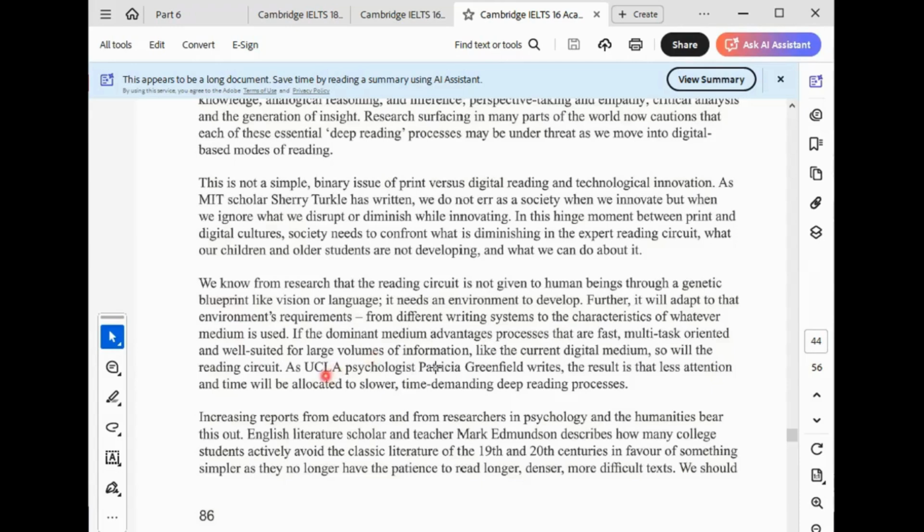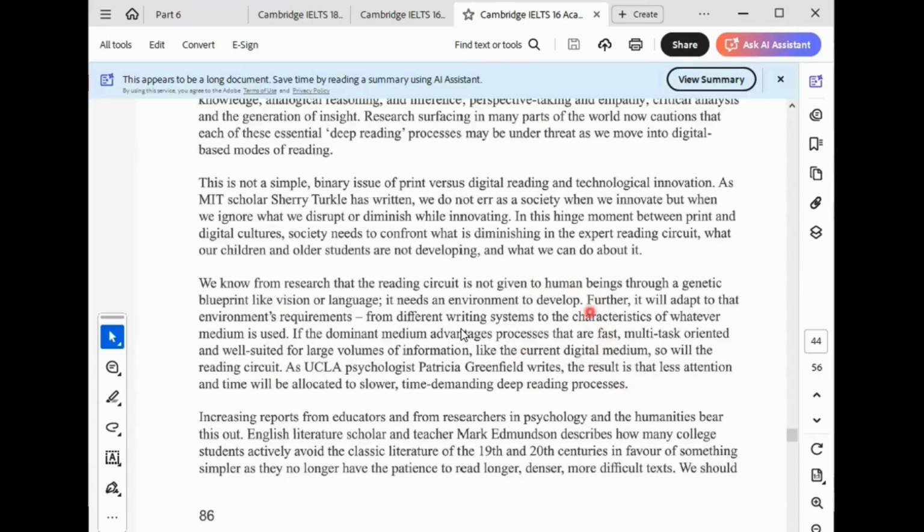As UCLA psychologist Patricia Jennifer writes, the result is that less attention and time will be allocated to slower processes. Can you see what is happening here? When you spend more time reading on digital devices, your brain will get used to doing things fast. And then you will become very impatient when it comes to doing things that involve slow, time-demanding, deep reading processes. Can you see that? That's the point of this paragraph.